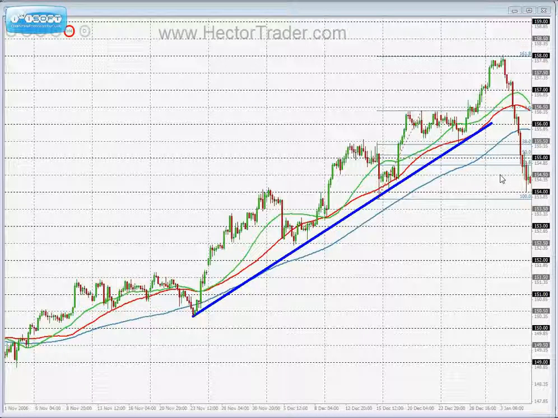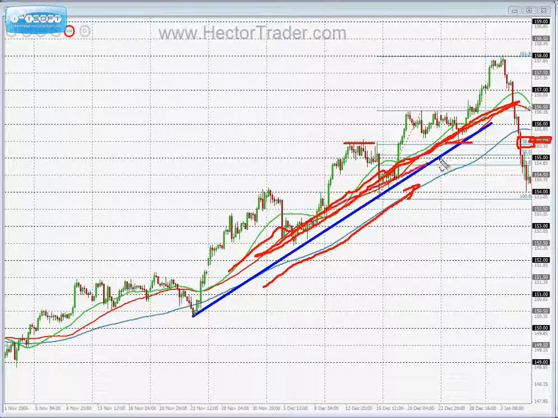I mean, come on, this is such a strong level of support. We have one, a previous swing high, former resistance now working as support. The second element, the trend line. Third element, the round number 155.50. Fourth element, the 38% Fibonacci retracement, and all of them happening around the dynamic area of support.